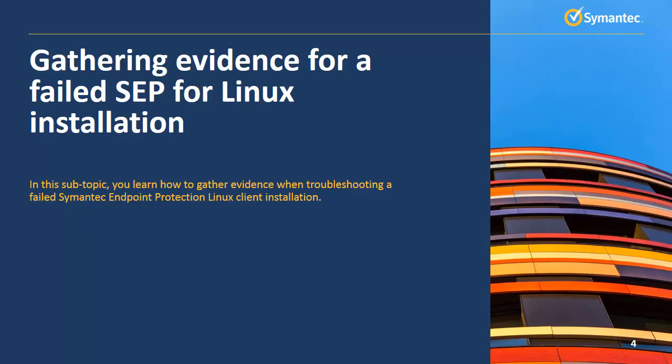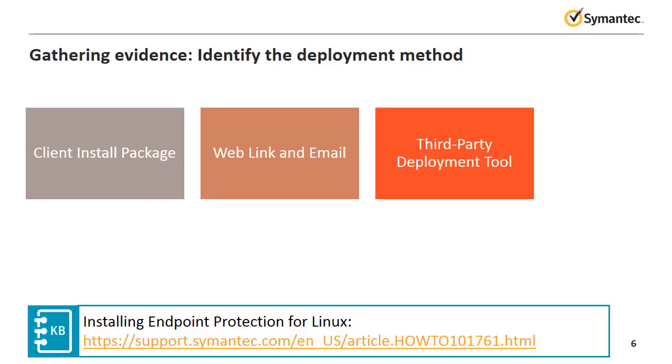Let's talk about how to gather evidence for a failed SEP for Linux install. The first step is to identify the deployment method. You can install Symantec Endpoint Protection directly on the computer with a client install package. Some organizations also use third-party deployment tools like Symantec Management Solution to deploy the Symantec Endpoint Protection client.